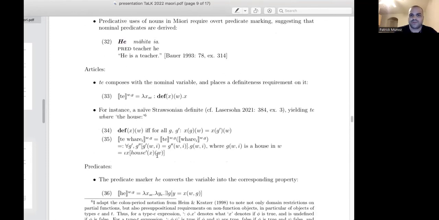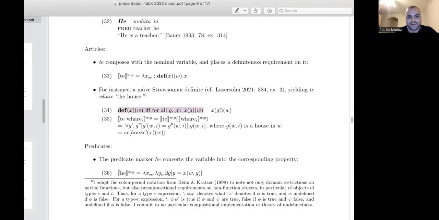So on such a system, in the interest of time, I won't go through this too carefully, but the idea is that what articles do, instead of converting properties into individuals, is introduce restrictions on the variables. So a definite article like te would make it definite, spell out definiteness however you like in your favorite theory. You can make it Straussonian by saying any two assignments map to the same individual at the world, meaning there's only one relevant individual with that property. So te fare would mean something like the Straussonian uniquely relevant house.